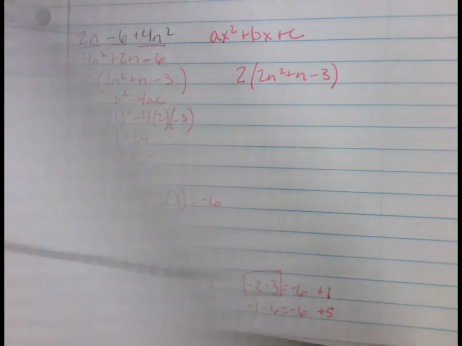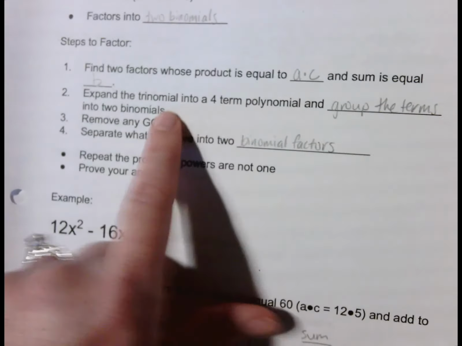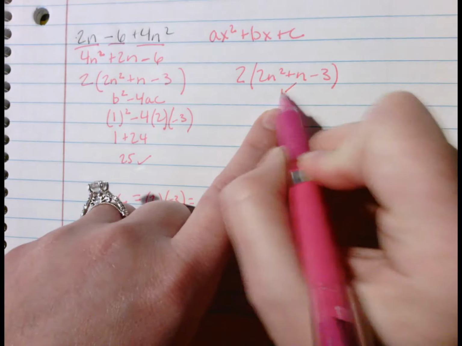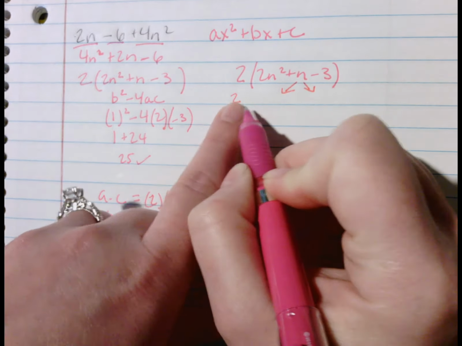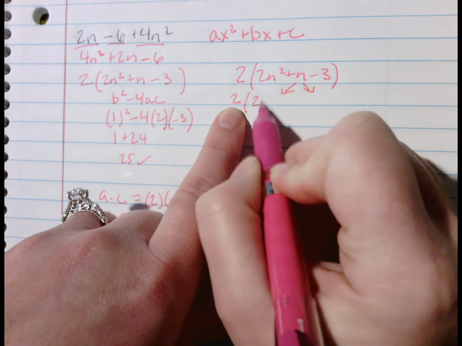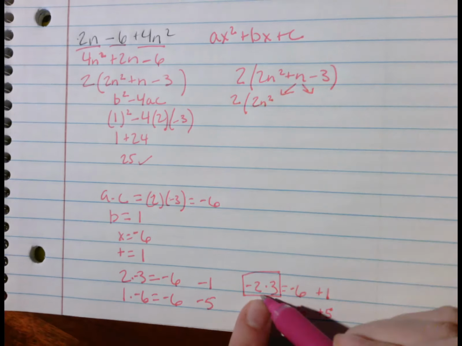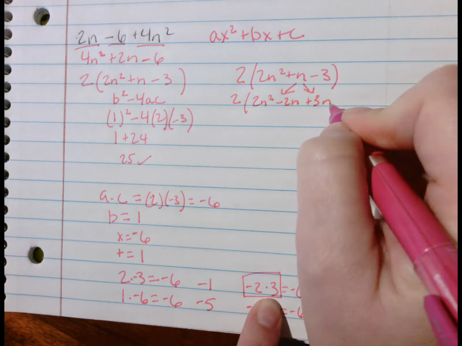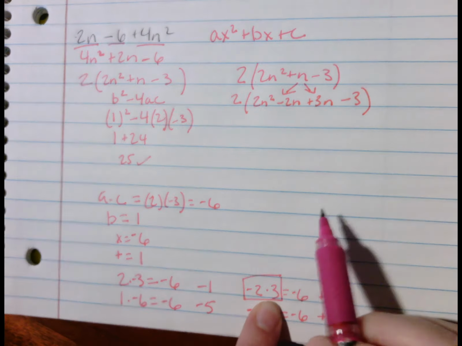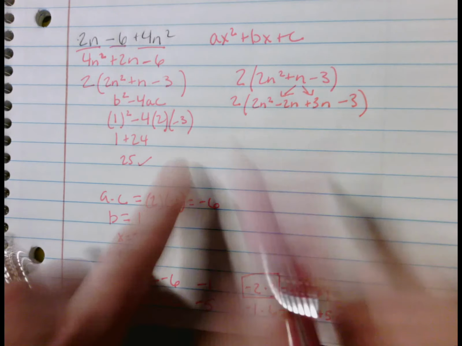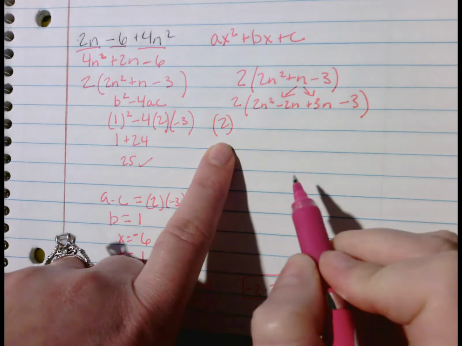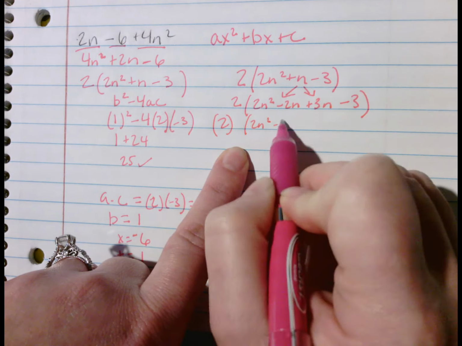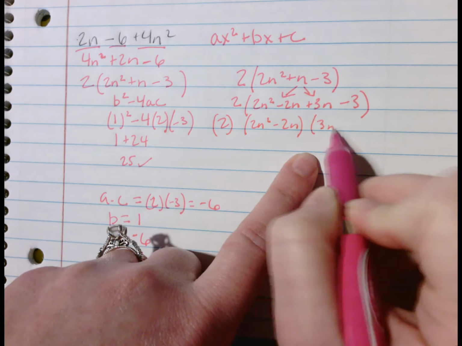So remember that the next step is to expand the trinomial into a 4-term polynomial and then group the terms. So we're going to expand this. So again, the 2 is just out here. We're just trying not to forget it. Then we have 2n squared, and then we're using this negative 2, so negative 2n, and this positive 3n, and then continue out the rest of the term, the minus 3. All right, so now we've done that. Remember, 2 is still out here. We're not forgetting about him. Then we're going to group these. So the first grouping was going to be 2n squared minus 2n and 3n minus 3.